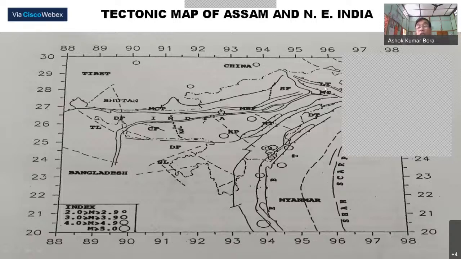Mishmi thrust, Lohit thrust. So this is MCT, main central thrust, and MBT, main boundary fault. So in this way, this whole entire Northeast India, including Assam, is being crisscrossed by a good number of faults, which are very much responsible for causation of earthquakes in the region.